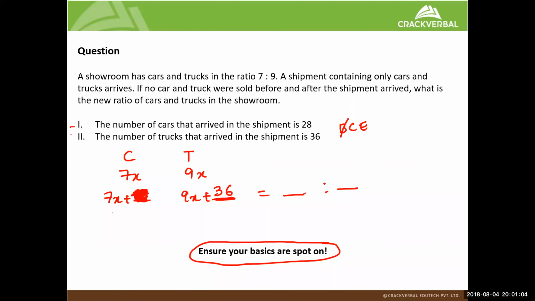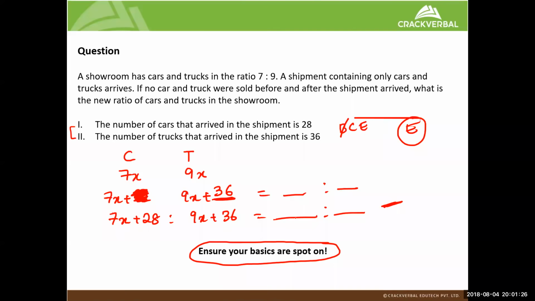Now when I put the two statements together, this is where you need to think a little more carefully. The number of cars that arrived in the shipment was 28, and the number of trucks that arrived was 36. And the question asks, what is the new ratio of cars to trucks in the showroom? Most of you who gave Echo as the answer just left the question hanging here and said that I need another ratio to solve for X, or I need some information about X to get this new ratio, right?